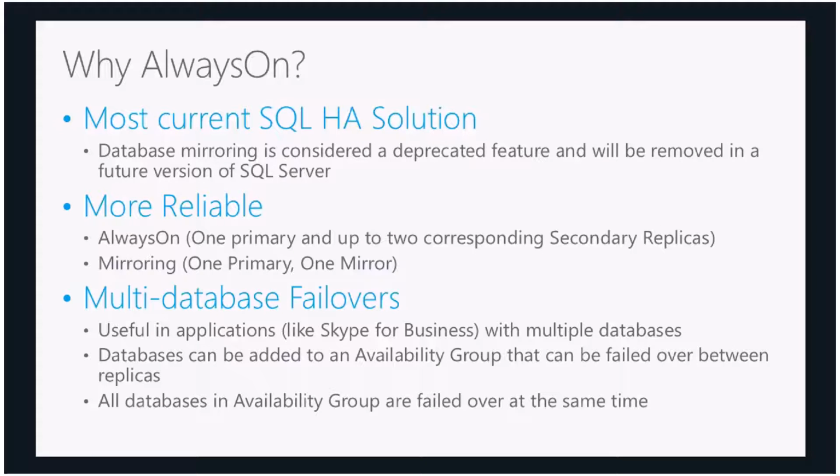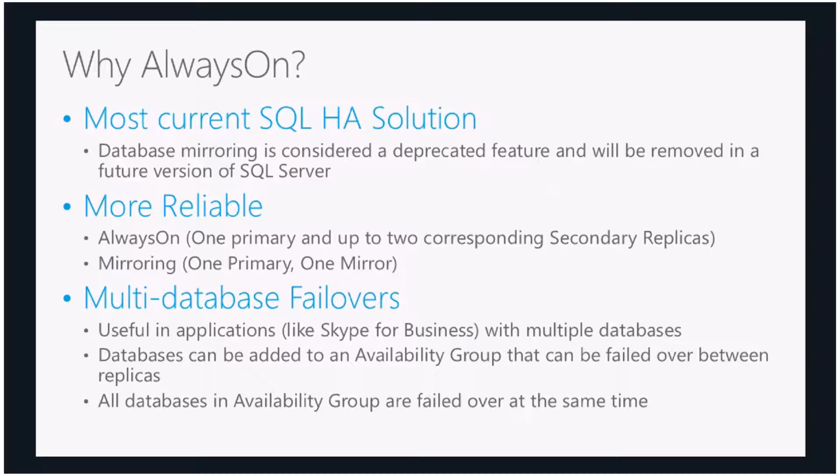So why would we use SQL Always On? There are other methods of deploying high availability. You can do simple failover clustering, a single instance cluster, you can do database mirroring and so forth. But with SQL Always On, we consider this to be our most current SQL high availability solution. Database mirroring is considered a deprecated feature. That doesn't mean it isn't supported at this point. It is supported, but it will be removed in a future version of SQL Server. So Always On will be the future.